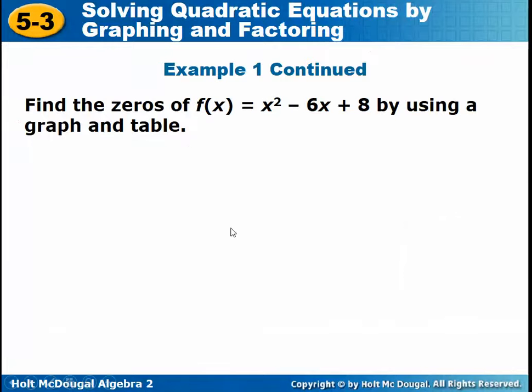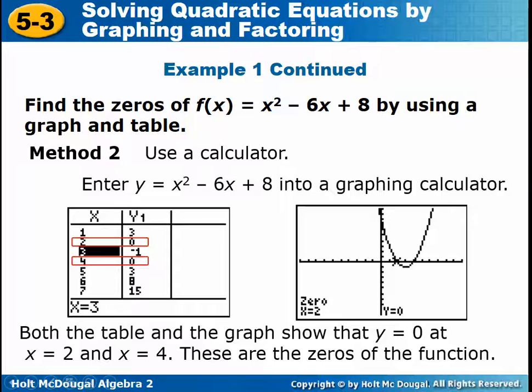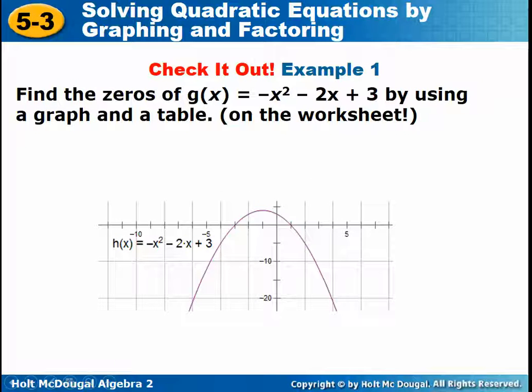All right, so going back, we found the zeros, and this is on a graphing calculator. You can find the zeros this way as well. Okay, here's another example. This one's from your worksheet: negative x squared minus 2x plus 3, by using a graph and a table.